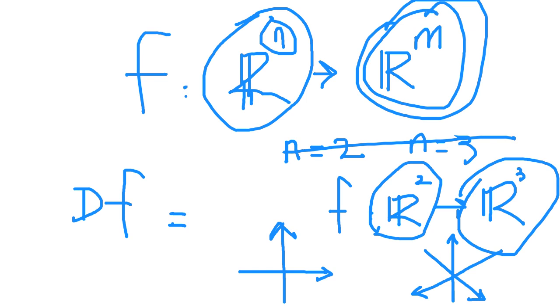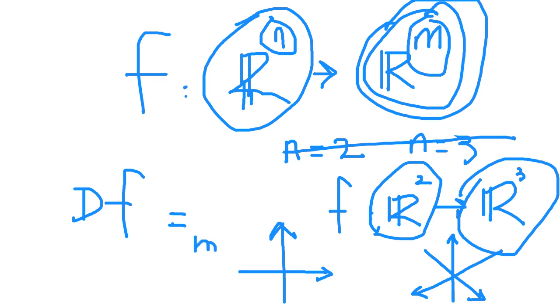What's the M space? How many axes do you have? 3. I'm talking about M. You have M axes, right? So then what is DF? DF is an M by N matrix.